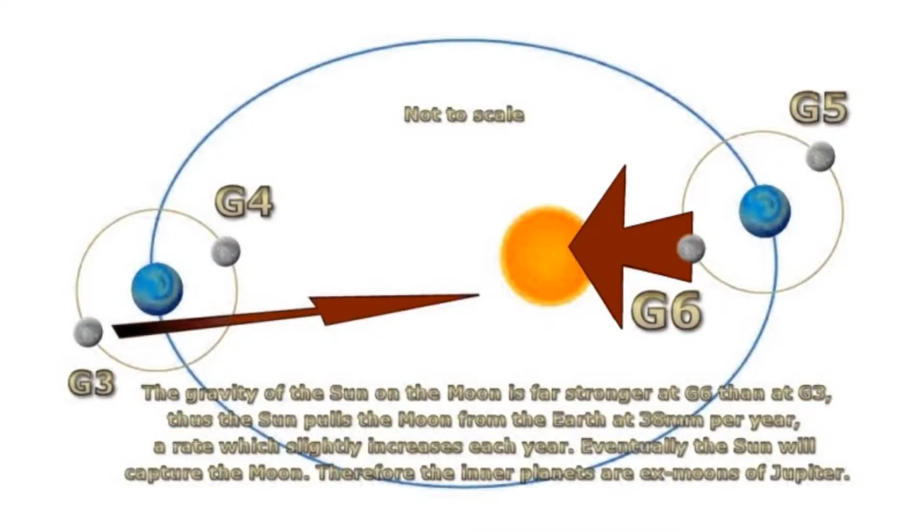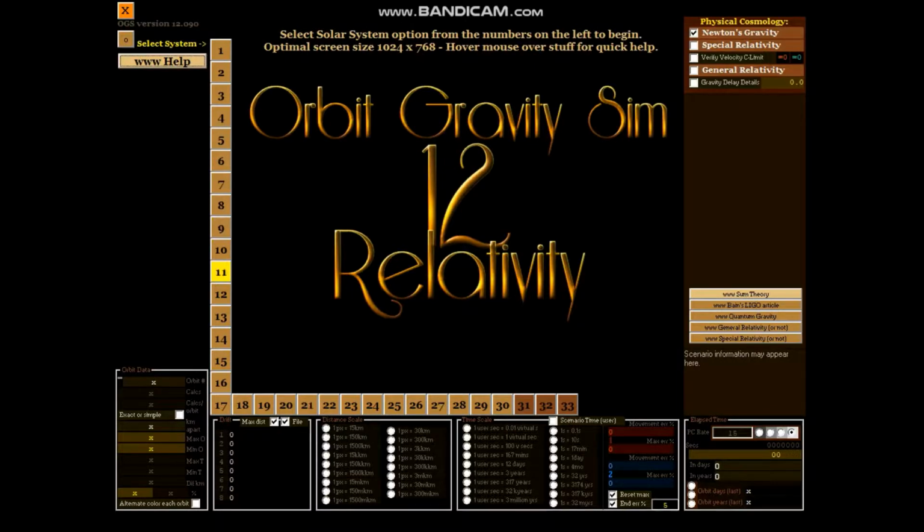The explanation. It's all about the gravity between the sun and the moon. The gravity of the sun on the moon is far stronger at position G6 than at G3. So the Sun pulls the Moon from the Earth at, allegedly, 38 millimeters per year. Regardless of how accurate the 38 millimeter movement is, eventually the Sun will capture the Moon. Thus, the inner planets must be moons of Jupiter.